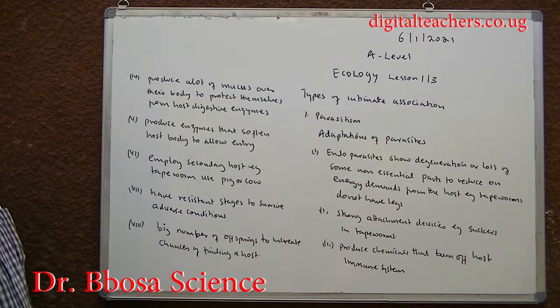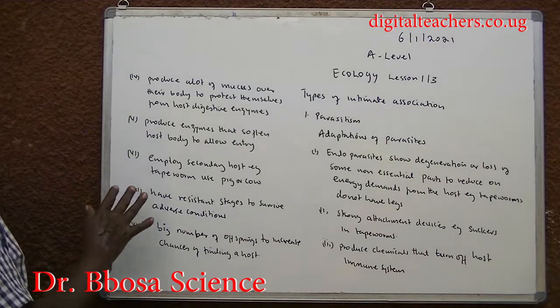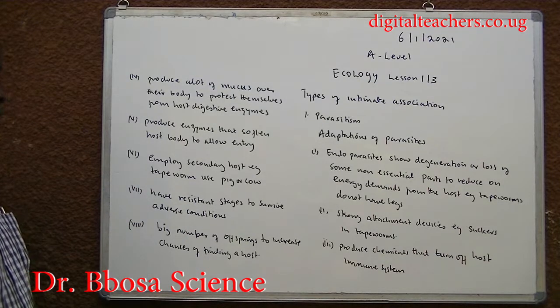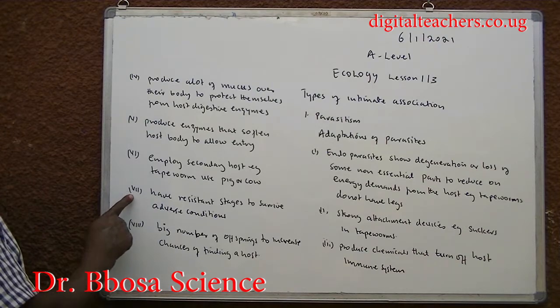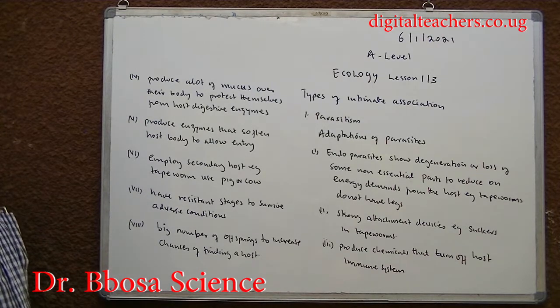5. Produce enzymes that soften host body to allow entry. 6. Employ secondary hosts. For example, tapeworm use pig or cow. 7. Have resistant stages to survive adverse conditions. 8. Big number of offsprings to increase chances of finding a host.